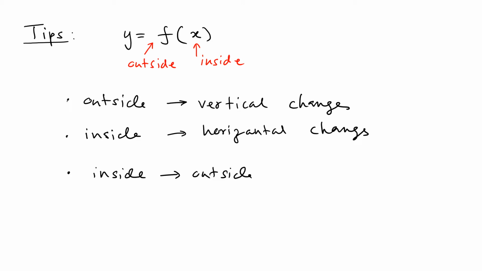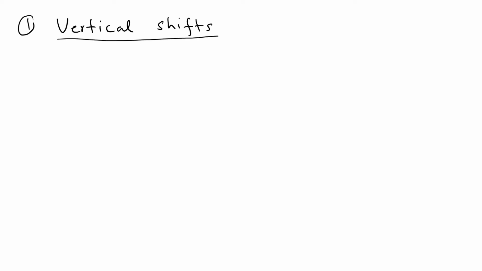So let's start with the easiest one. The shifts are easiest, so we do shifts, then we do the reflections, and at the end we do the stretches and compressions. Let's do the first one: the vertical shift. The vertical shift is the easiest, and we do this at the end. That's the last thing we do.